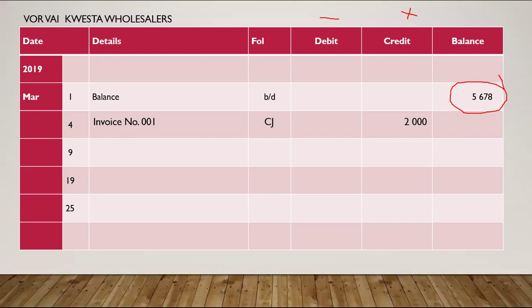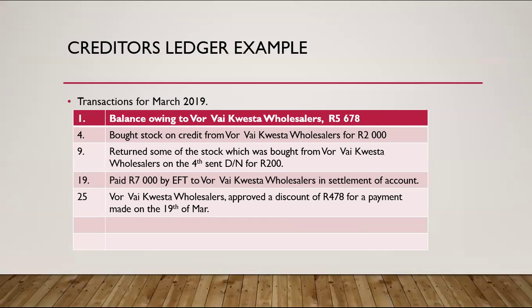So when you take that 5,678 and you add it with this 2,000, you will get 7,678. Got it? Okay. On the 9th, it says, returned some of the stock which was bought from Questa wholesalers on the 4th, sent debit note for 200.